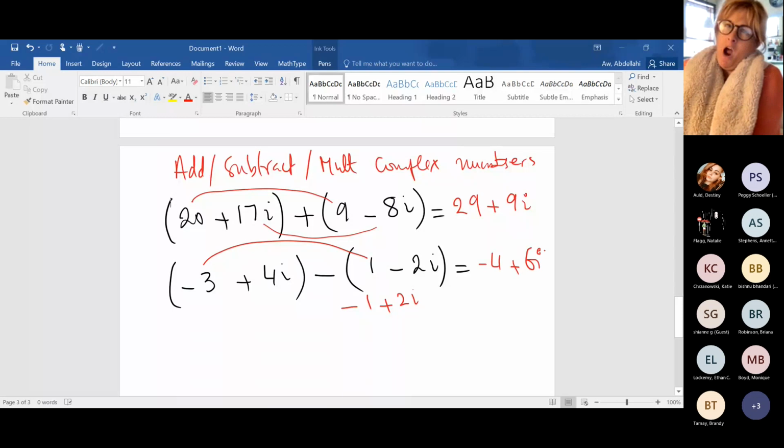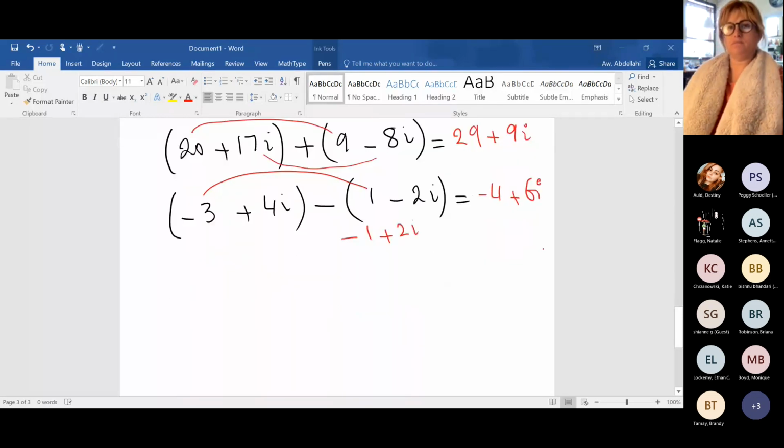I don't want to overdo it. I don't want to overplay it, right? You just do it as usual. These are algebra expressions. You just do them.